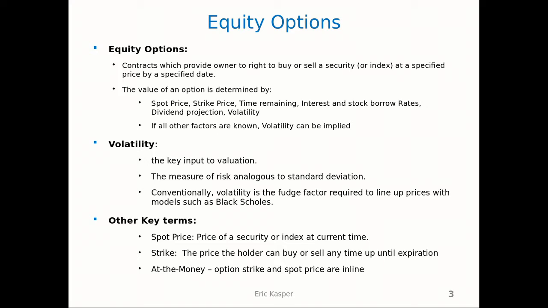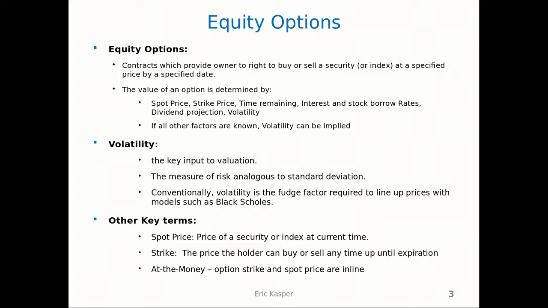The value of an option is determined by the spot price, which is the price of the underlying security, the strike price, the time left in the contract, interest and stock borrow rates, dividend projections, and volatility. Volatility is a good measure of risk in the instrument. Typically, volatility is implied from a model when we have all the other inputs.